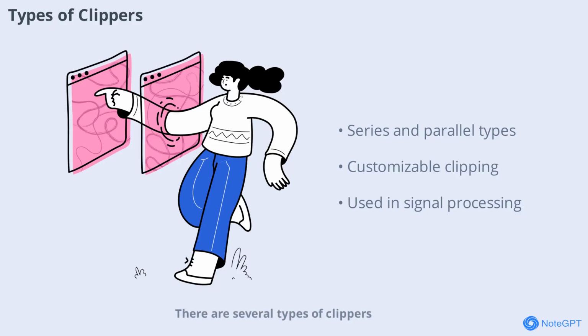There are several types of clippers, including series and parallel configurations. Series clippers use a diode in series with a load, while parallel clippers use a diode in parallel. Each type offers different clipping characteristics, allowing designers to tailor circuits for specific needs.